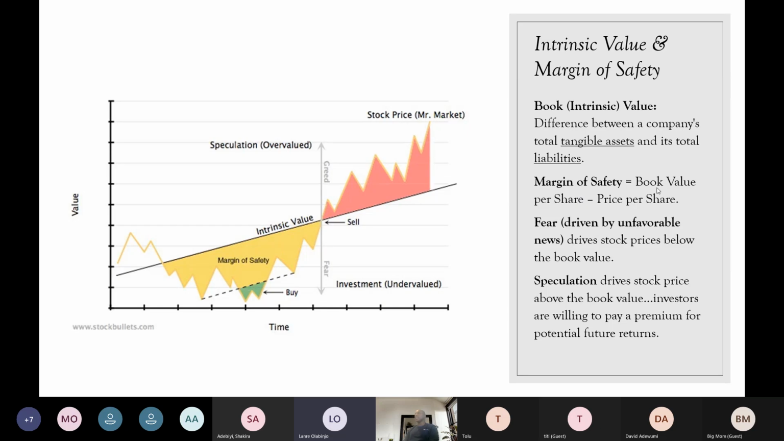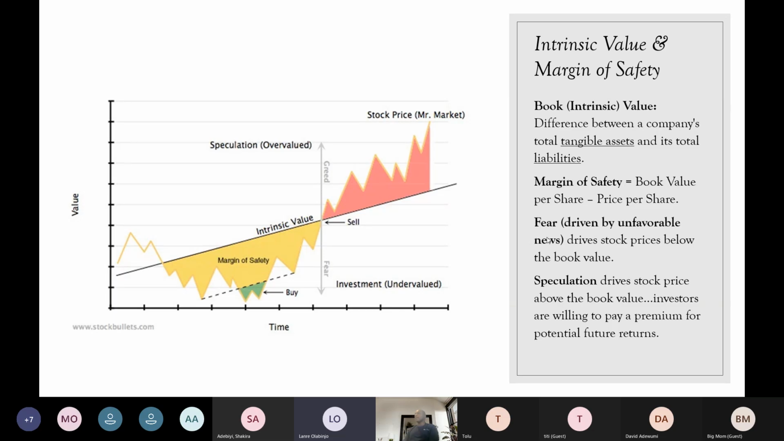So the margin of safety, again, is the book value minus the price of the share, or the intrinsic value minus the current price. That is your margin of safety. Does that make sense to all of us? The current price it's selling at, the book value minus that value is your margin of safety, and that value changes over time because your current price changes with time and your intrinsic value is also changing.